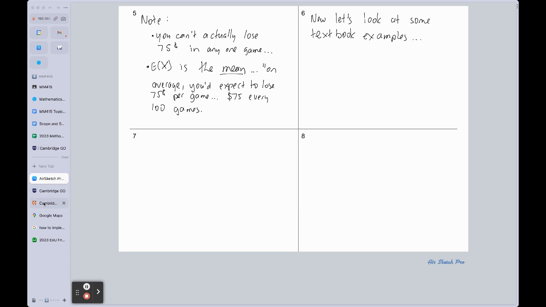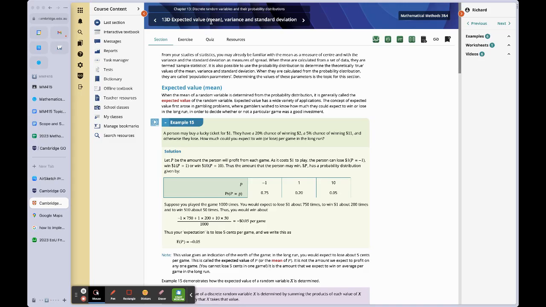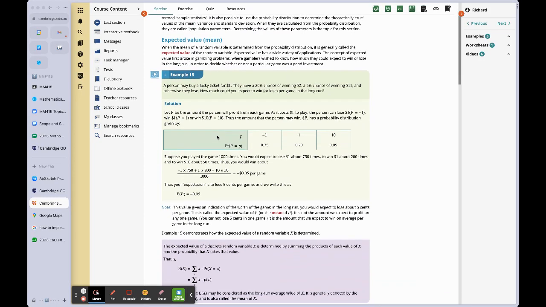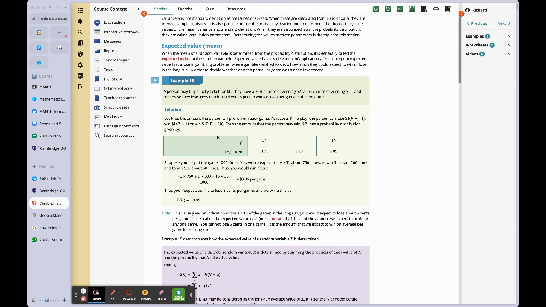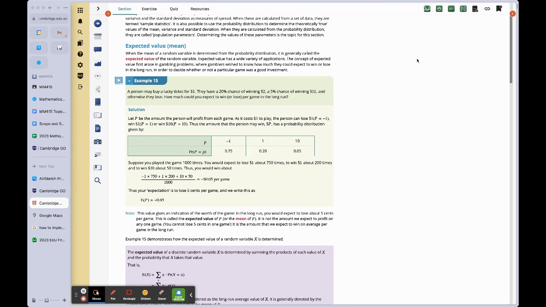So if I go to the textbook and we have a look at expected value, you can see in the textbook it does say mean there as well. There's a couple of examples. Let's have a look at example 15. I'll zoom up a little bit. Like so. That's not zooming up very well, is it? Give me a tick.